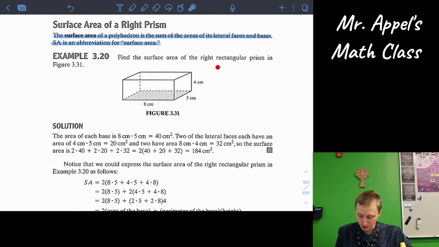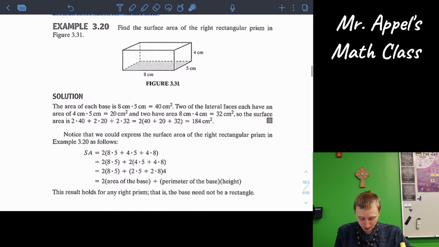So, for example, the surface area of this right rectangular prism shown here, we've got length 8, width of 5, and height of 4 centimeters respectively. So the area of each base is 8 times 5, or 40 centimeters squared. 2 of the lateral faces each have an area of 4 times 5, or 20 centimeters squared. And 2 have an area of 8 times 4 equals 32 centimeters squared. So the surface area is 2 times 40 plus 2 times 20 plus 2 times 32 equals twice the sum of 40, 20, and 32 for a total of 184 centimeters squared.